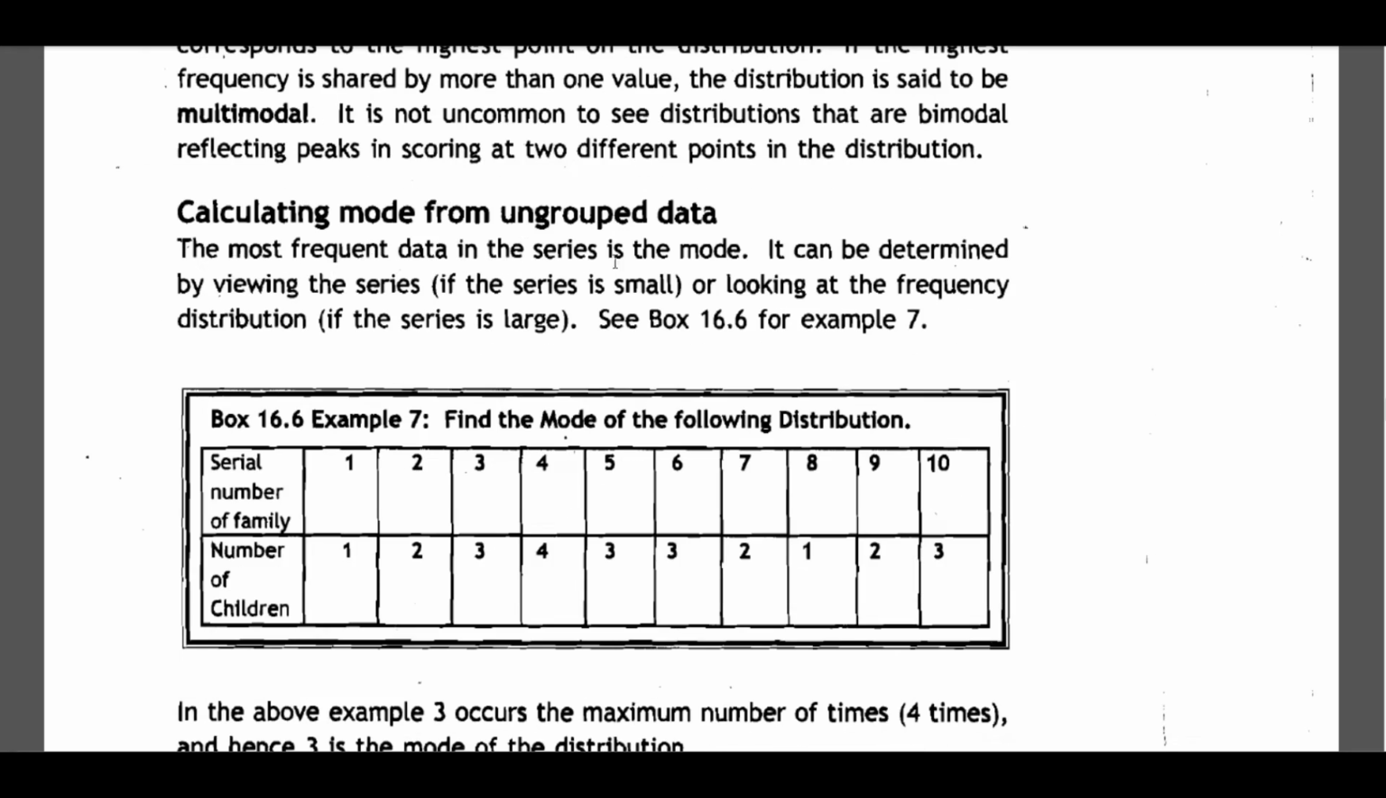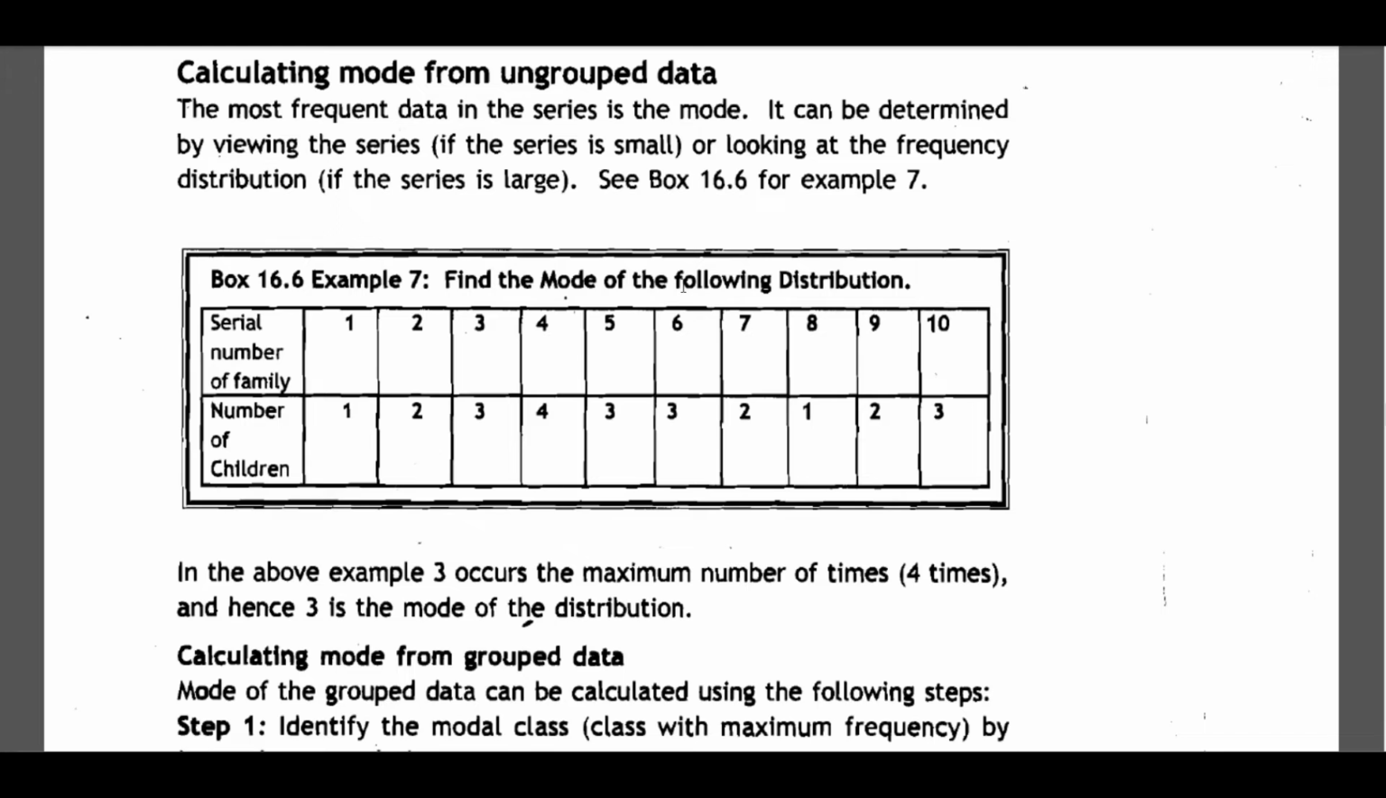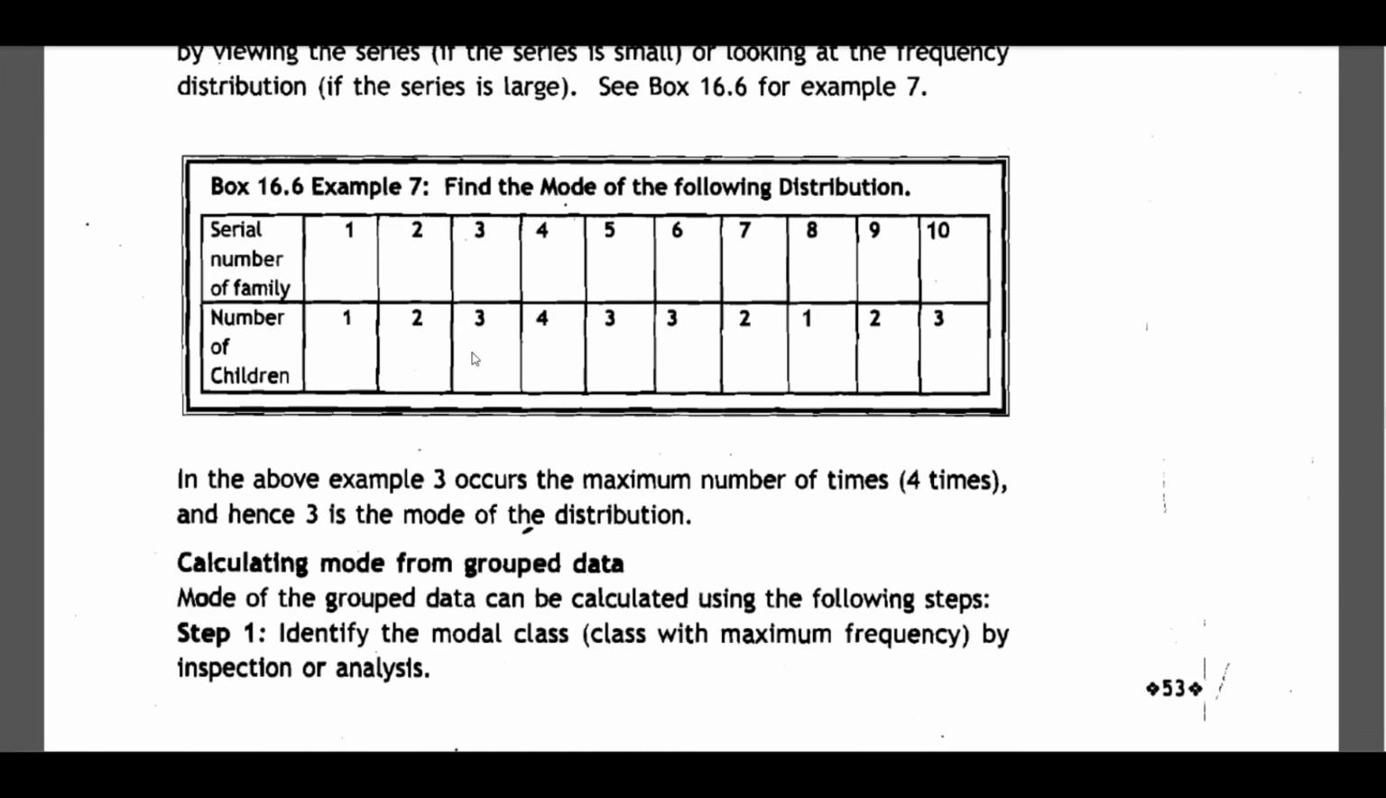Calculating mode for the ungrouped data. The most frequent data in the series is the mode. It can be determined by viewing the series if the series is small, or by looking at the frequency distribution if the series is large. See 16.6 for example 7. Example 7: find the mode of the following distribution. Serial number of family 1, number of children 1, 2, 2, 3, 3, and so on. Family 5 has 3 children, family 6 has 3 children, family 7 has 2 children, family 9 has 2 children, family 10 has 3 children. In the above example, 3 occurs 4 times, the maximum number of times, and hence 3 is the mode of the distribution.